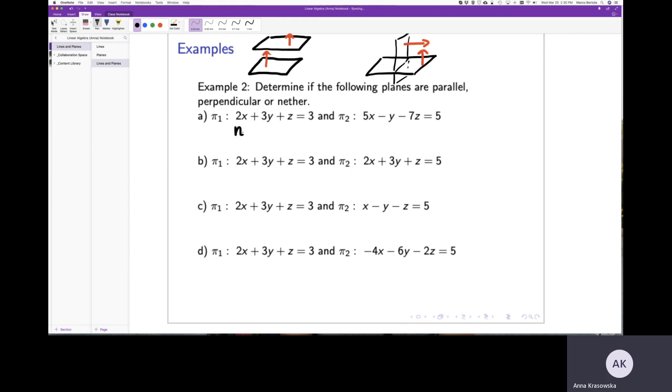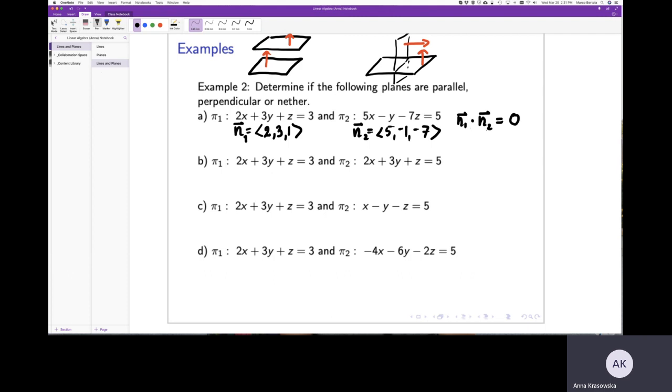So what is the normal vector for the first plane? Remember, one of the possible normal vectors is to read the coefficients of x, y, and z, and that's the normal vector. We'll call this normal 1 and normal 2, 5, minus 1, minus 7. Is one a multiple of the other? No. We have to check them. Maybe the dot product is 0. Can we compute this? Yes, that dot product is 0.